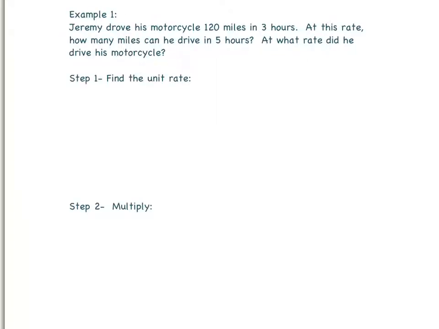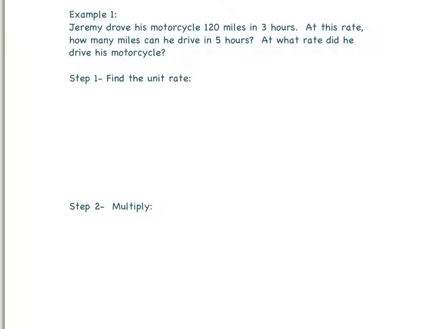All right, our first example says that Jeremy drove his motorcycle 120 miles in 3 hours. At this rate, how many miles can he drive in 5 hours? And at what rate did he drive his motorcycle? So as I just mentioned, the first thing that we're going to want to do is find our unit rate.